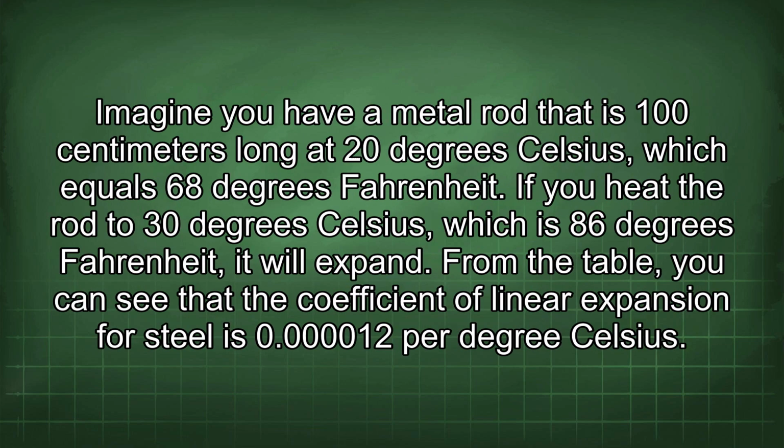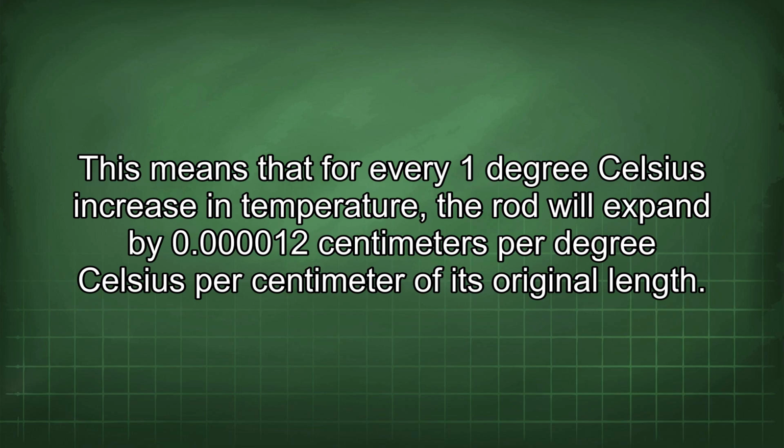Imagine you have a metal rod that is 100 centimeters long at 20 degrees Celsius, which equals 68 degrees Fahrenheit. If you heat the rod to 30 degrees Celsius, which is 86 degrees Fahrenheit, it will expand. From the table, you can see that the coefficient of linear expansion for steel is 0.12 per degree Celsius. This means that for every 1 degree Celsius increase in temperature, the rod will expand by 0.12 centimeters per degree Celsius per centimeter of its original length.